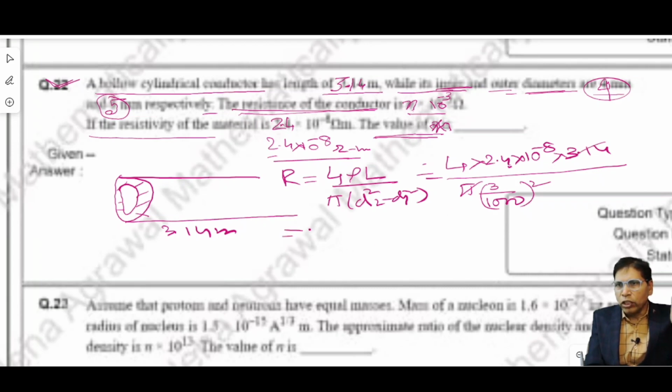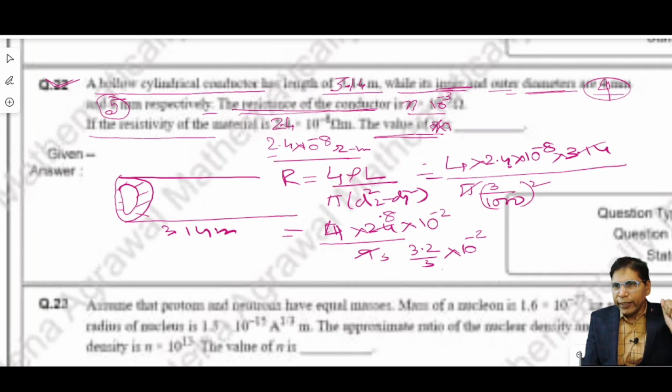Therefore, this is pi. Now this is 4 into 2.4 into 10 to the power minus 2 divided by 9. Now this and this cancel out, so this is minus 8 by 3. So this is 3.2 by 3 into 10 to the power minus 2. So this is 32 by 3 into 10 to the power minus 3. So the answer is 32 by 3, so N is 32 by 3.